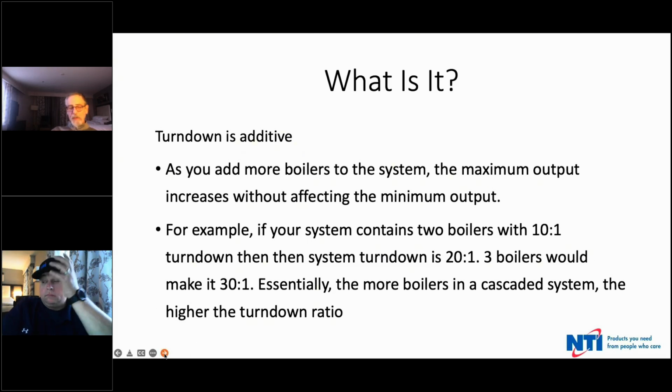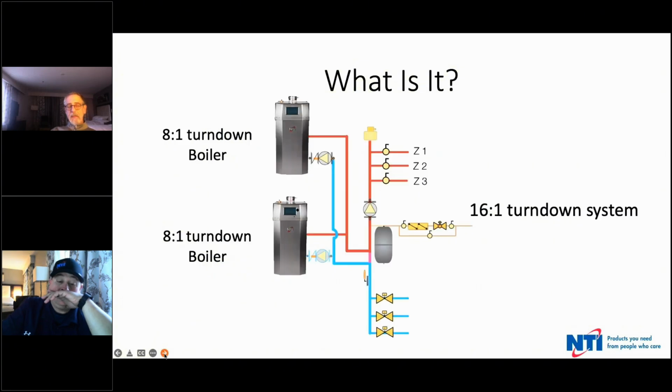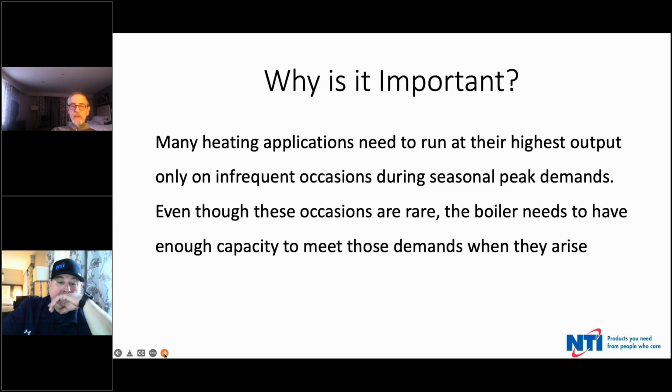Now, you get to a point where that really doesn't matter anymore, but certainly turn down does help you match the load much more effectively than 1-to-1. And so here's just an illustration. If we had a couple of LXs in this case that have an 8-to-1 turn down, and we cascaded the pair of them, we now have a system with a 16-to-1 turn down.